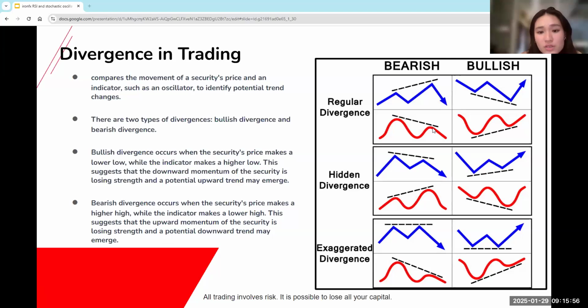So it's important to note that divergence is a potential early warning sign of a trend change, but not a guarantee. So traders often use other technical analysis tools like trend lines or chart patterns, like I mentioned, other indicators as well, to confirm your divergence signal and make your trading decisions.